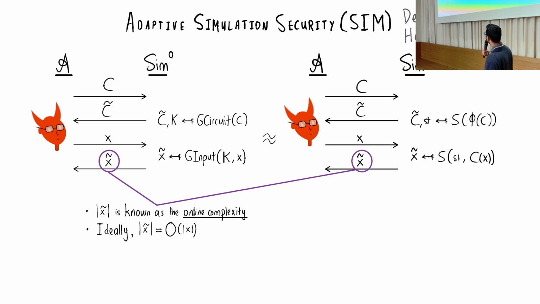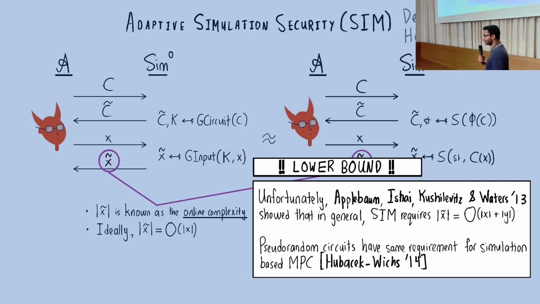Why is this important? Well, if we didn't have a requirement on the online complexity, then we could have just sent C tilde in the online phase, and then the online complexity would grow with the circuit size, which we don't want. We also don't want things to grow with the output size. But actually, this is inherent in the SIM definition. So we have this lower bound by Applebaum, Ishai, Kushilevitz, and Waters. They showed that basically, if you want to garble any circuit, then you can't get rid of this dependency on the output length as well.